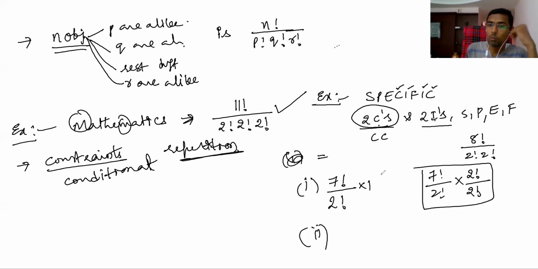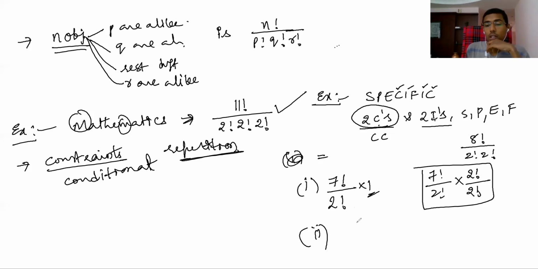What is this? The 2 C's come together, so you put the 2 C's as 1 unit. The remaining 6 units make a total of 7 units, so 7 factorial. The 2 I's are alike, two objects are alike, so therefore divide by 2 factorial. The 2 C's we made as 1 unit because you cannot arrange them among themselves again, because the 2 C's can be arranged only one way. That's why only 1.